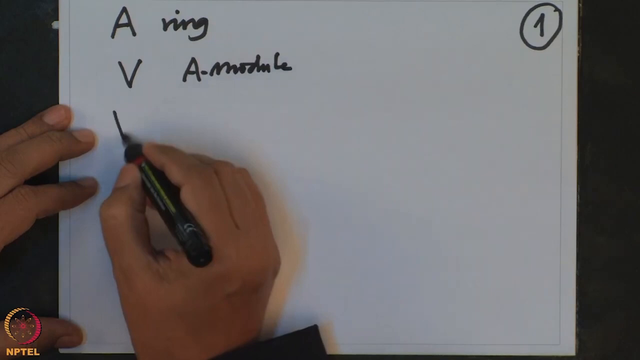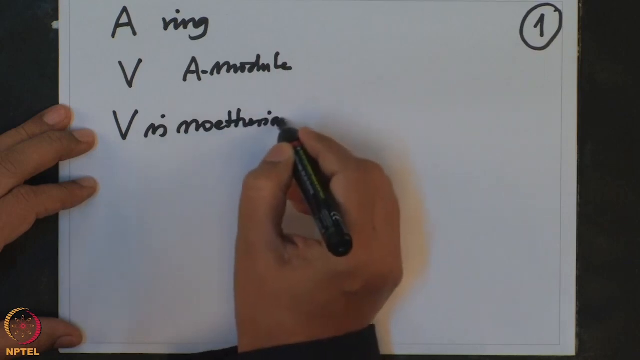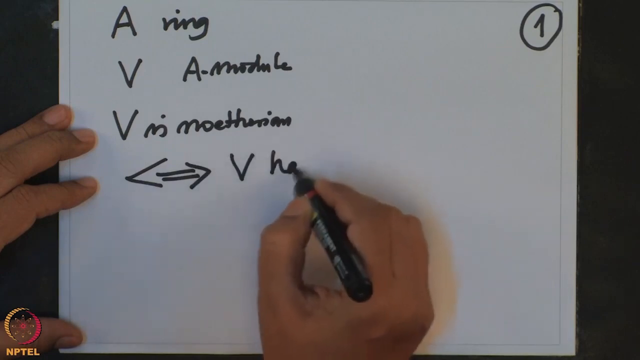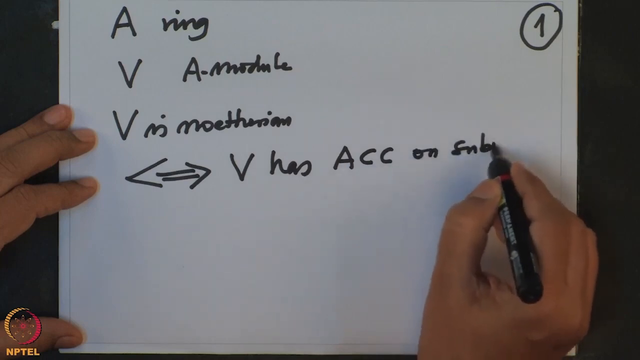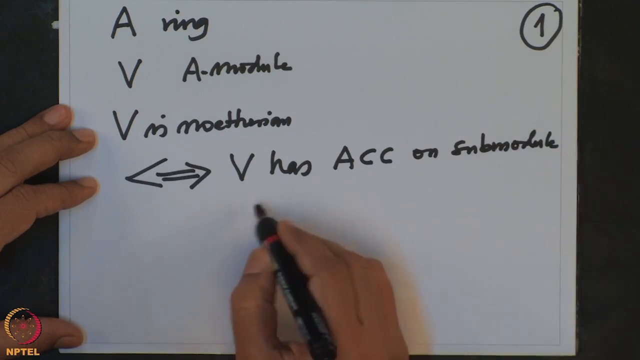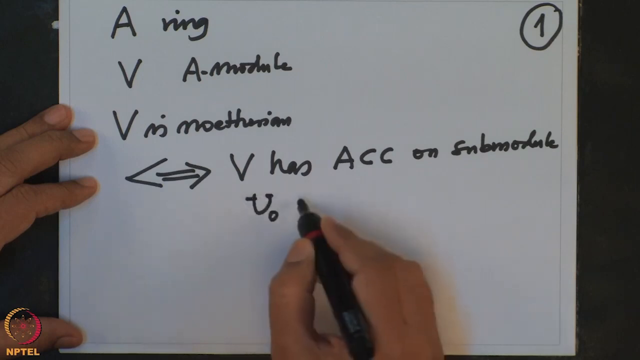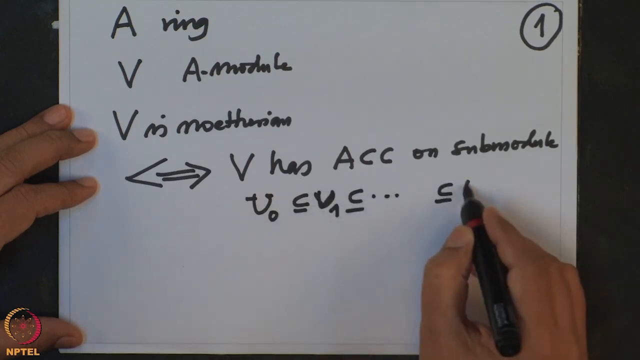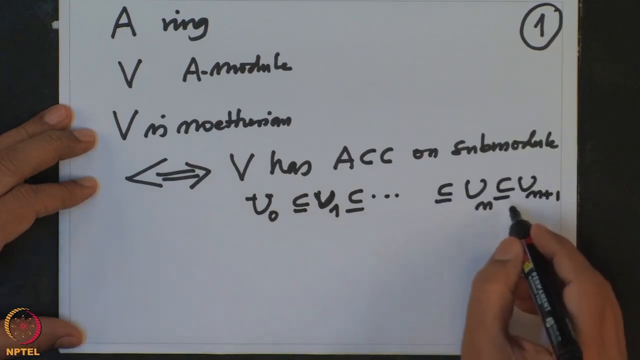When do you say V is Noetherian? That is if and only if V has ACC on submodules. That means if I have an ascending chain of submodules U0 containing U1, U1 containing U2, etc. This is an ascending chain of submodules. Then it should become stationary after some stage.